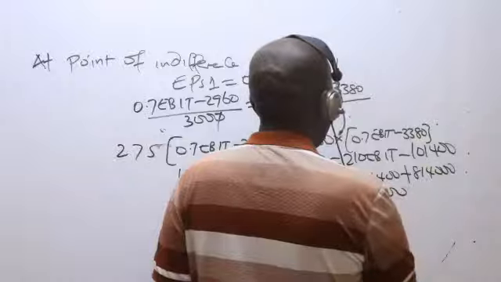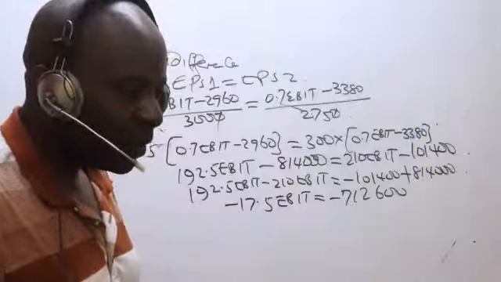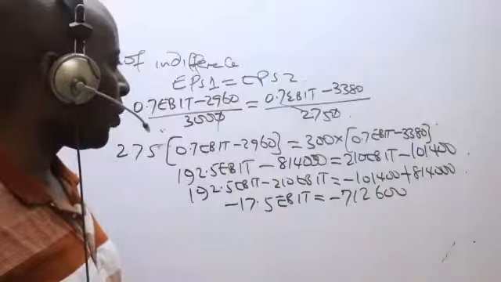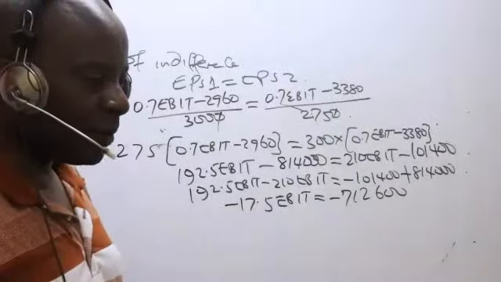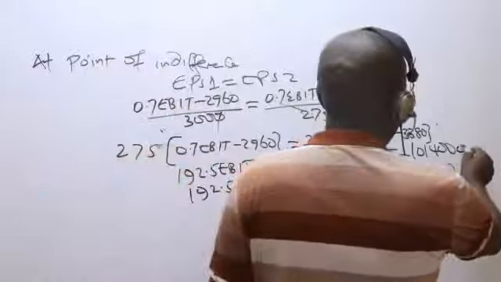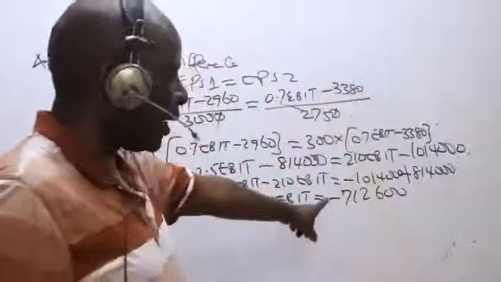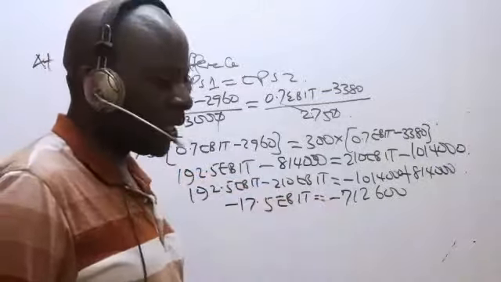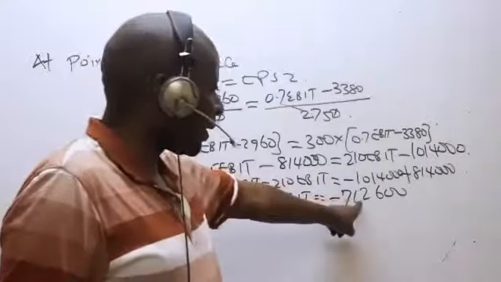712,600. I hope it's a negative. Is it 1014,000? In my case, I'm being told it's 1014,000. So this should be 1014,000, and then I believe this will be negative. Is this answer correct?